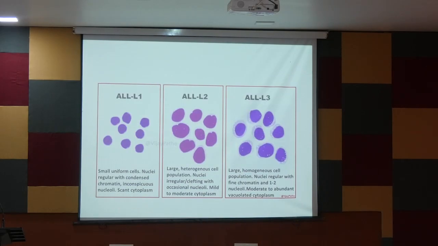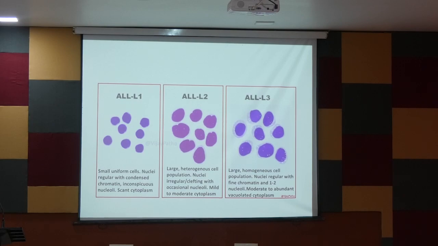And based on this, sorry, I made a mistake. ALL, L2 is clefting, whereas in ALL, L3, you'll get cytoplasmic vacuoles. ALL, L1, ALL, L2 is where you're going to get nuclear clefting, and ALL, L3 is the one where you're going to get cytoplasmic vacuoles. So, see this diagram.